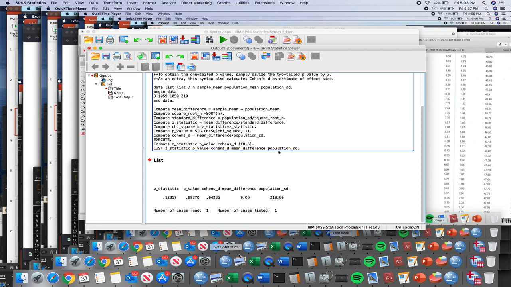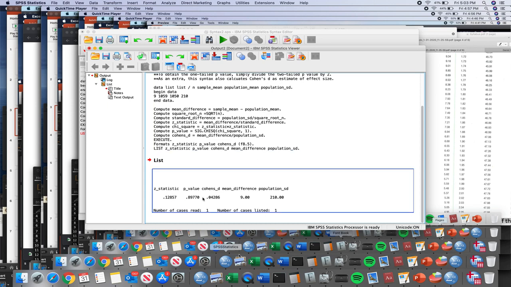So now we know how to use SPSS to get the one sample Z statistic, the p-value, which is what we're really after, 0.897. I'll go over that p-value once we are in the slideshow again. But this is how you get your p-value.